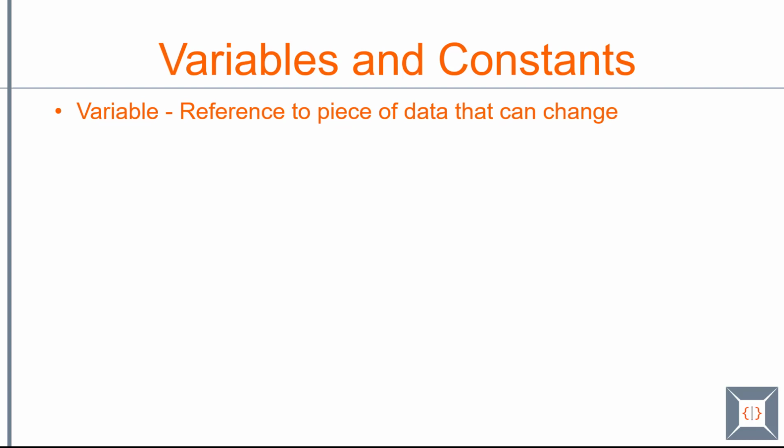A variable is a reference to a piece of data that can change during the execution of your program. You generally create a variable using the let or var keyword and then the variable name, and then you optionally specify the data type, and you can optionally specify a value as well. You must end the variable declaration with a semicolon.